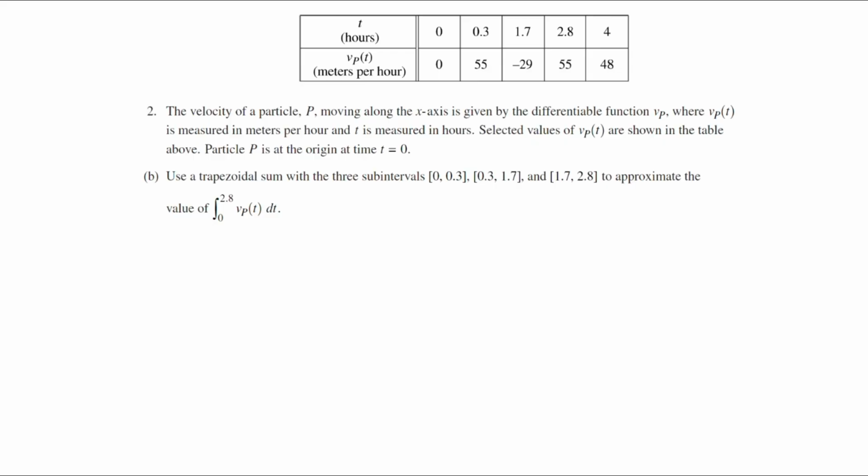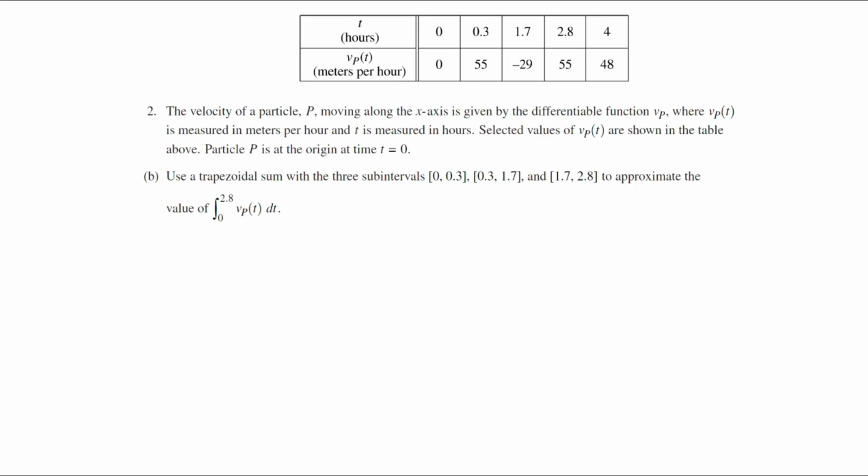Part B here is asking us to use a trapezoidal sum with the 3 subintervals from 0 to 0.3, 0.3 to 1.7, and 1.7 to 2.8 to approximate the value of the integral of v sub p of t from 0 to 2.8. So we just need to set up a trapezoidal sum here.